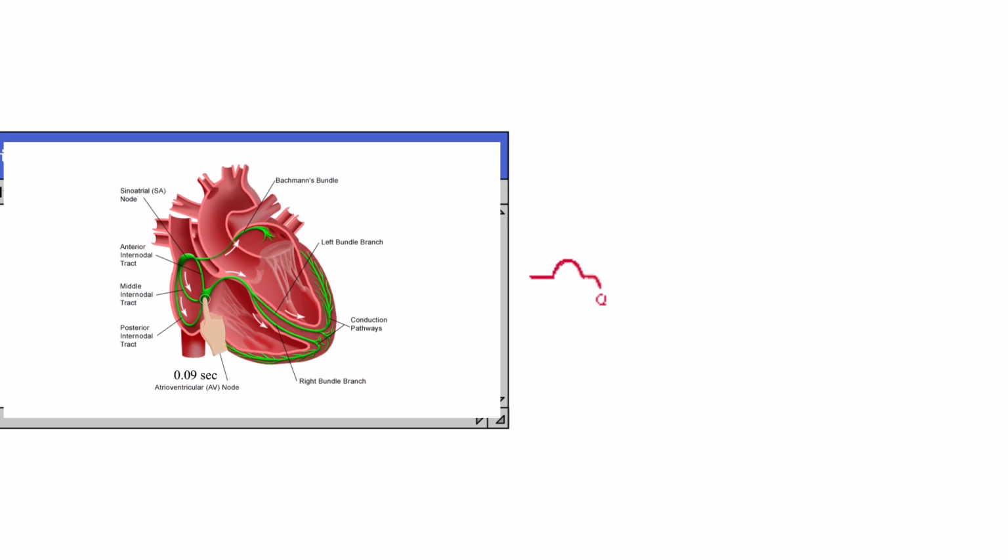Eventually, the electricity is released to the bundle of His, where it's divided into the left and right bundle branches and passed to the Purkinje fibers, where it's finally released to the ventricles. The T wave represents ventricular repolarization.